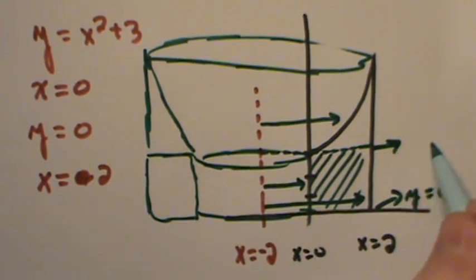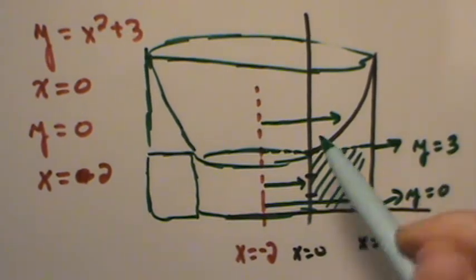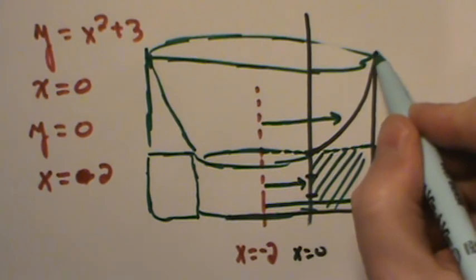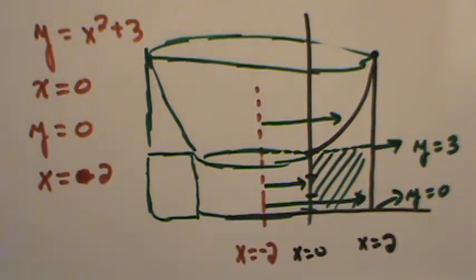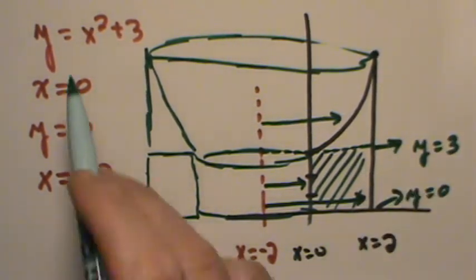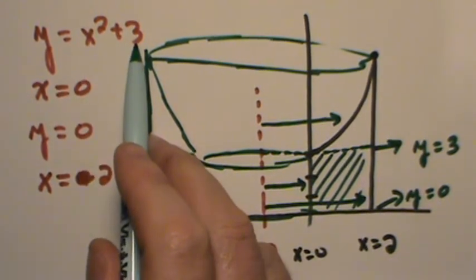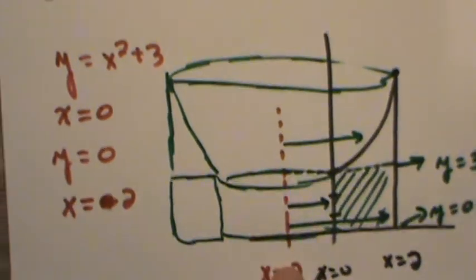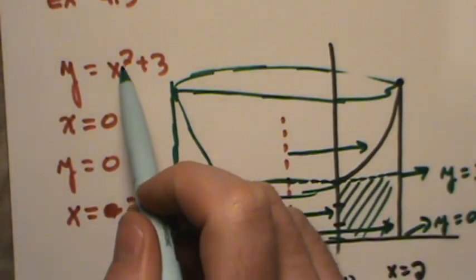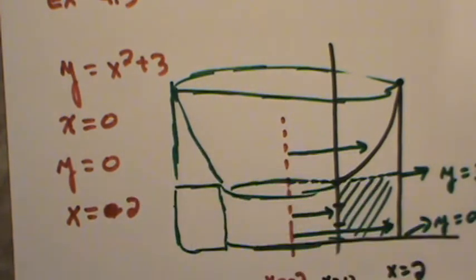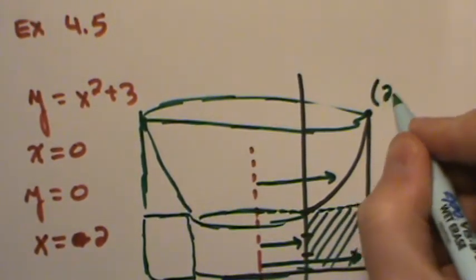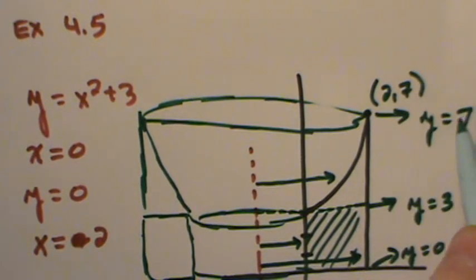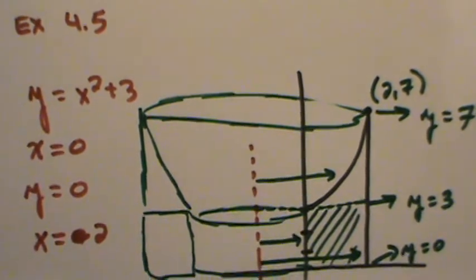This part's going to end at y equals 3. The second integral would have to start at y equals 3, and then I'm going to have to figure out where this point is to know where I'm going to end. How I would figure that out: I've got y equals x squared plus 3, and I need to figure out what's happening here when x is 2. If I plug a 2 in there, 2 squared is 4, 4 plus 3 is 7. This point here must be (2, 7), which means that I would end at y equals 7. So let's see if we can set this up now.